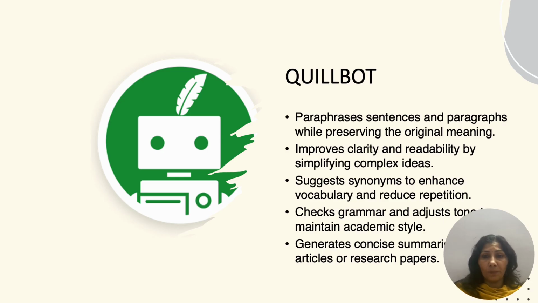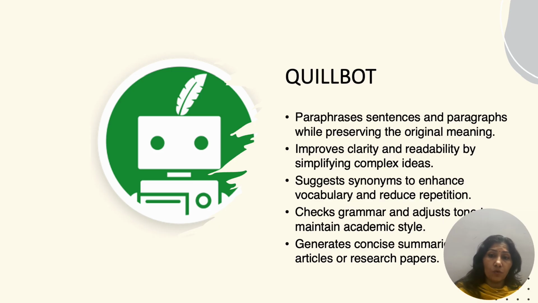It simplifies complex ideas, making them more accessible while maintaining the depth and formal tone required in a scholarly paper. Quillbot also suggests synonyms for words, allowing researchers to diversify their vocabulary. This feature helps avoid repetition and enhances the quality of writing by providing alternatives for overused words, adding variety to the text. Quillbot also provides basic grammar checks, ensuring writing is error free.